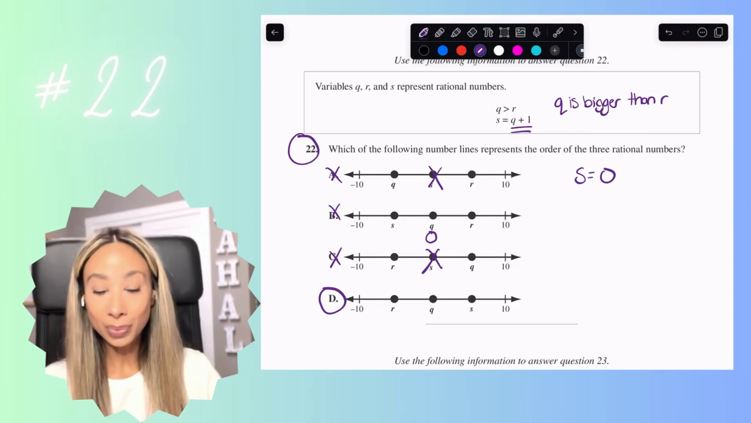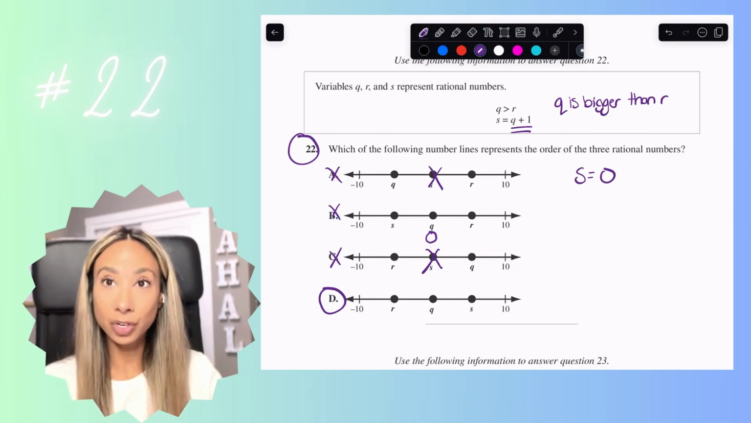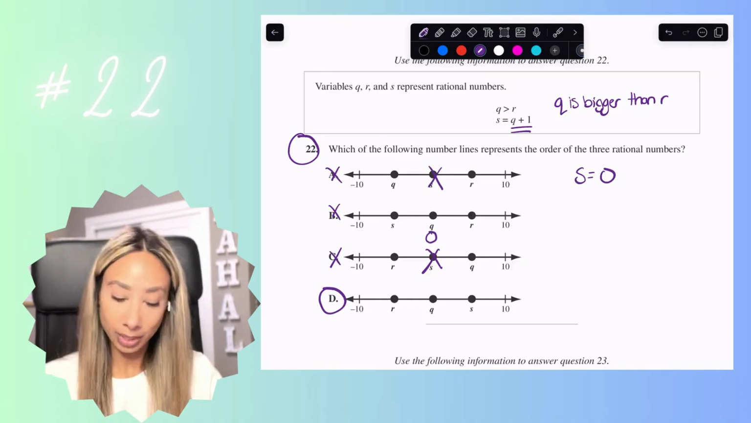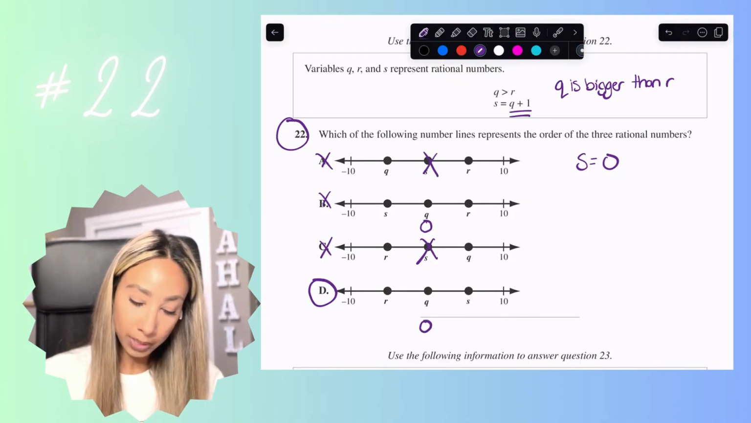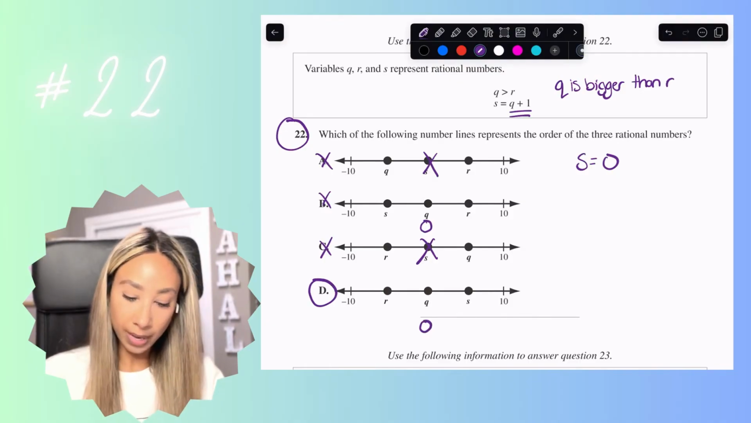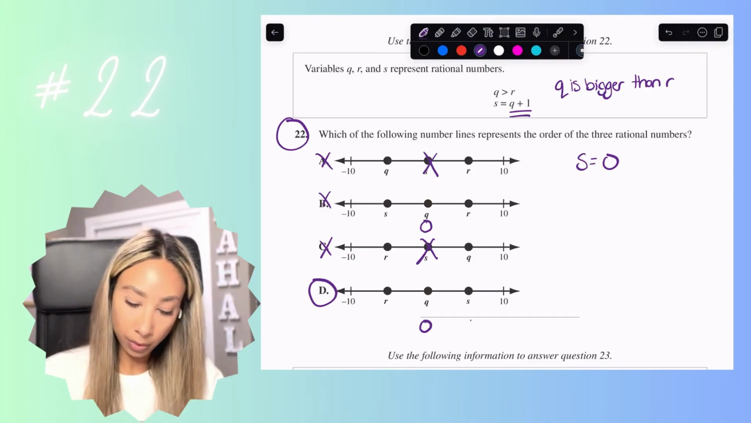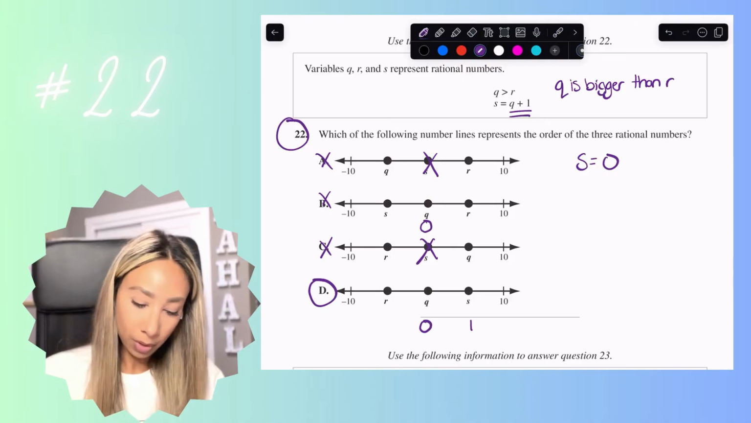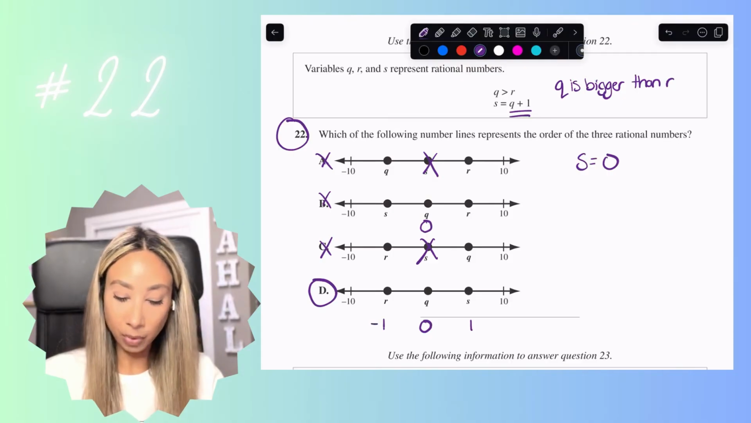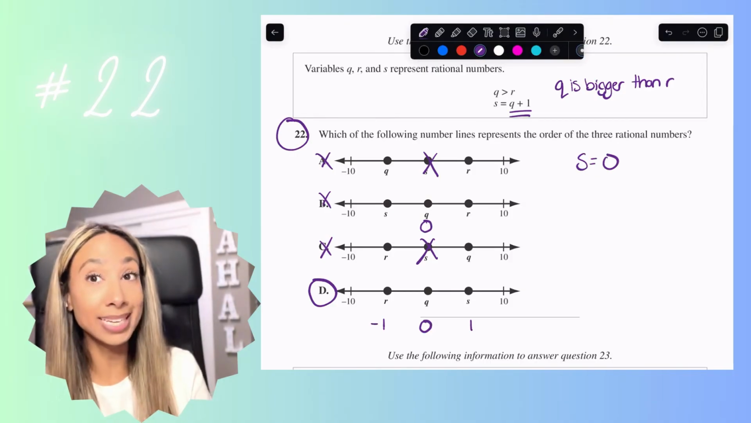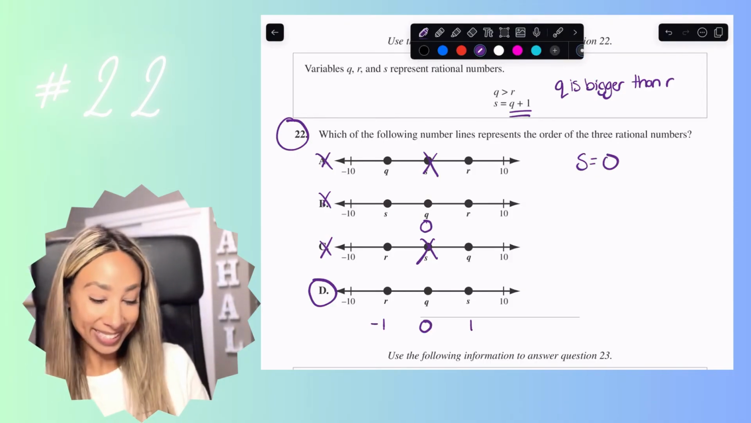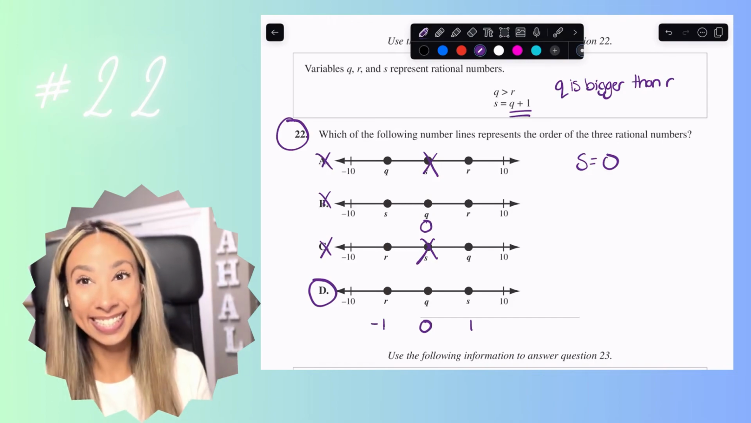Now, something else we could do with this question is, if you're unsure of it, you can substitute some numbers in here. So why don't we actually quickly go ahead and do that before I wrap up. So if this is 0, then we know Q plus 1 would equal S. Well, if this is 0, 0 plus 1 would be 1. And then R would have to be less than Q. Well, if this was -1, for example, that would work. It would fall on those parameters, even though those aren't the exact numbers. Okay, so that's it for this one. This one's gonna be D.